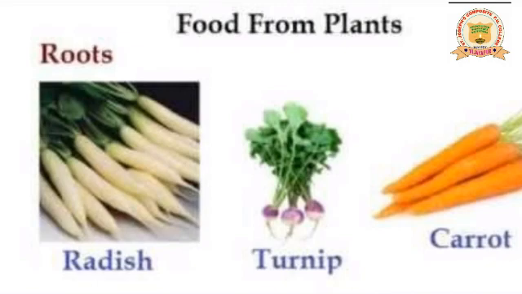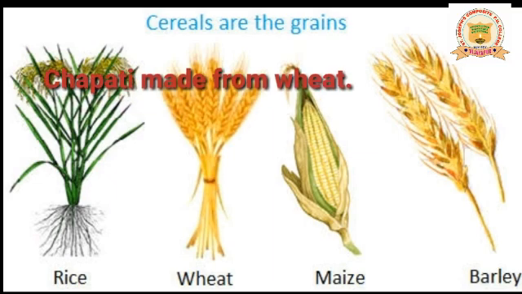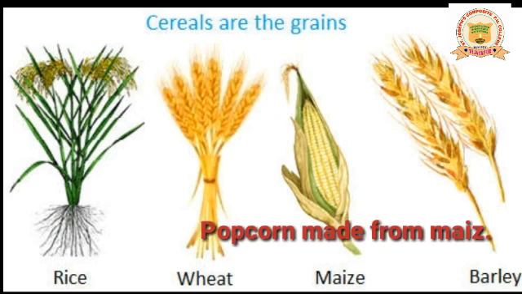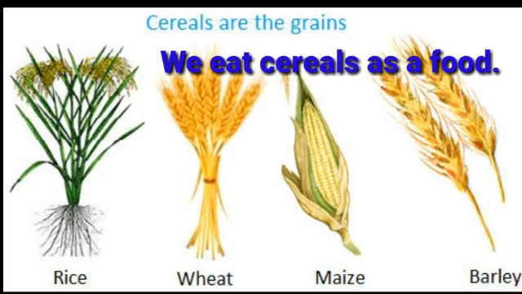The next one is the cereals. Cereals means what? Rice, wheat, maize and barley. These are eaten as food. Means what? Chapati is made from wheat, roti is made from jowar, and popcorn is made from maize, and the bisibele bhat. There are lots of varieties which are made from rice. So we eat the cereals as food. So that's why the plants are used as food.